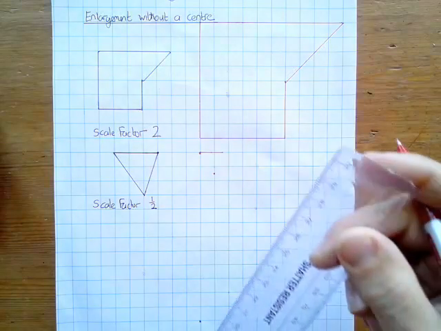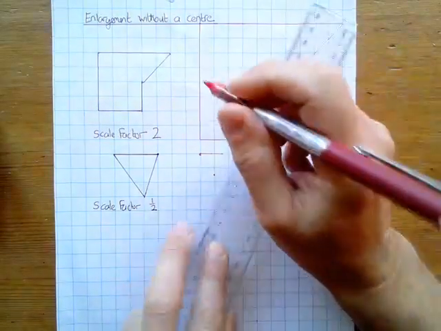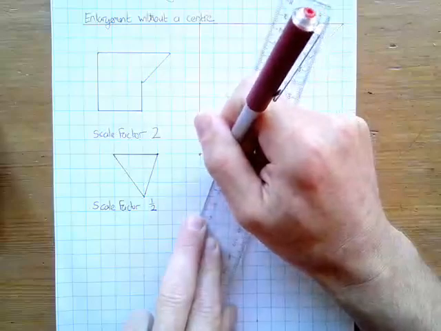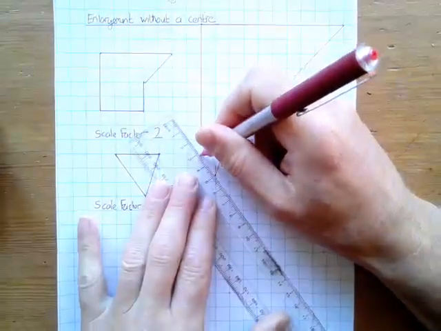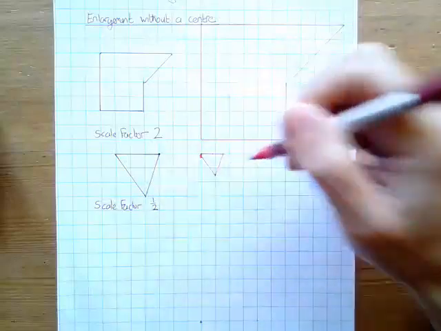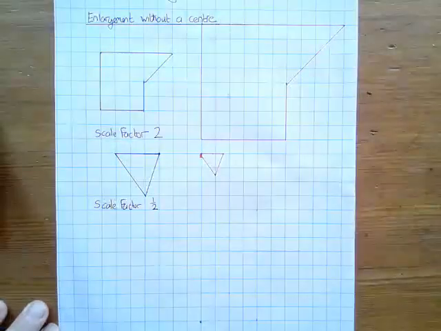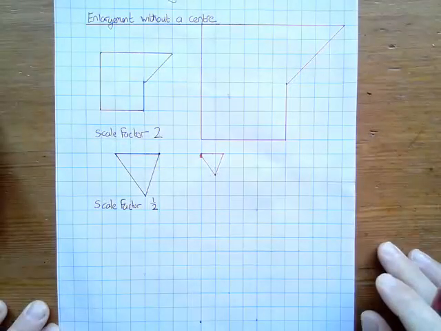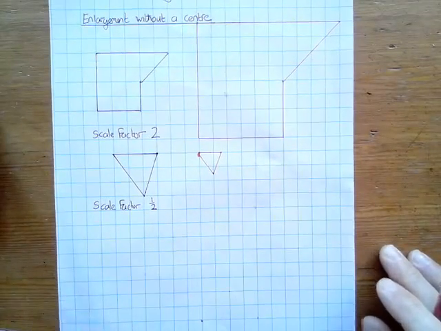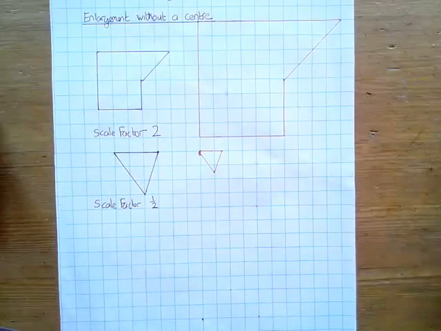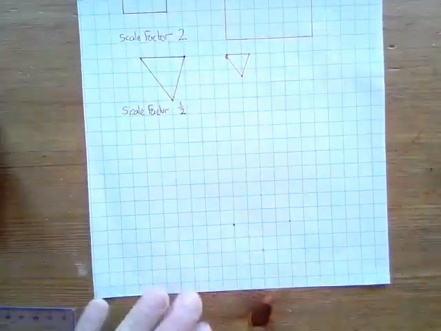Okay, hopefully that made sense. If I now join that up, I don't need to worry about the last line because it just joins back to the start. And there it is. Okay, so that is how we deal with scale factor a half. Okay, moving on then. That was enlargement without a centre.